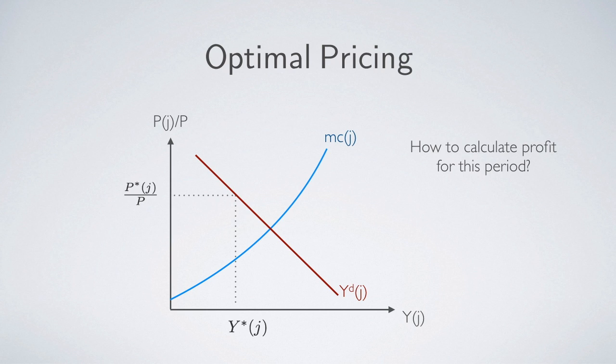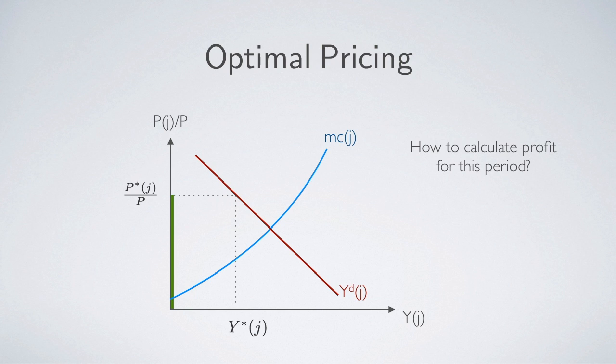To understand that, consider this price level. The number of units of the product the firm can sell would be Y star J, determined by the demand curve. For this price, you can only sell that much. Now we want to calculate the profit for this firm for this period. How much profit can it earn by charging P star over P? We calculate the revenue and the cost one by one.